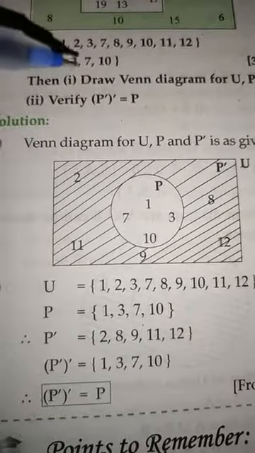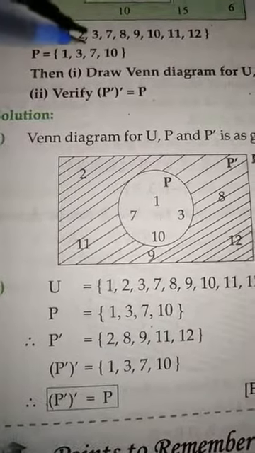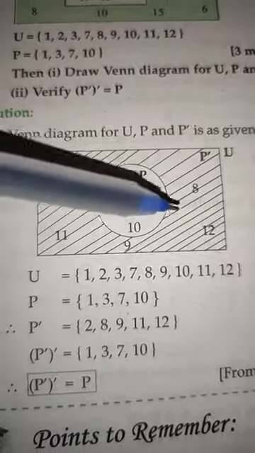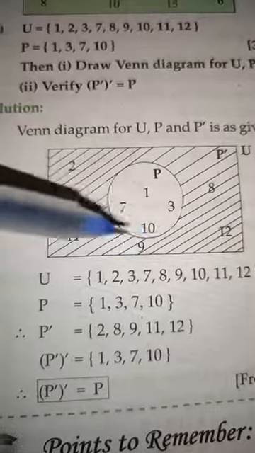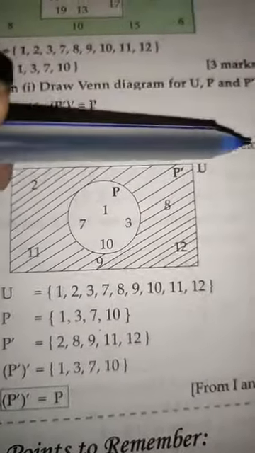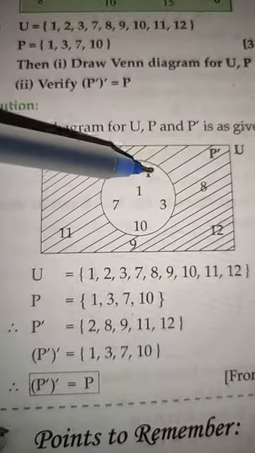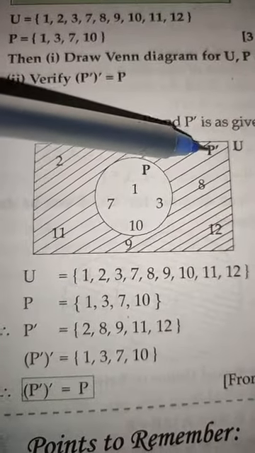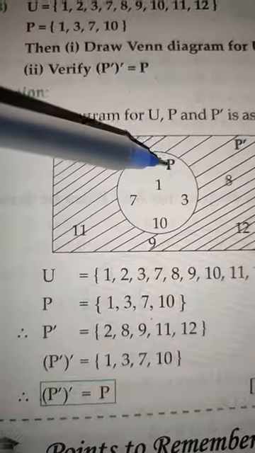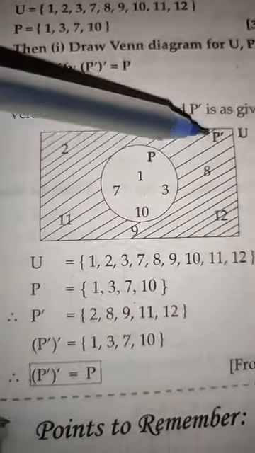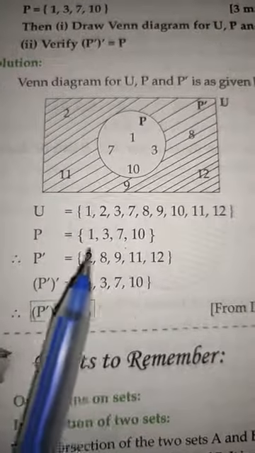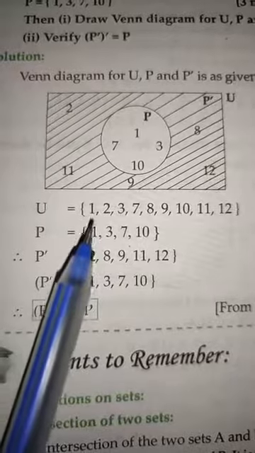What is left? 1, 3, 7, 10 are in P, so 2, 4, 8, 9, 11, 12 are left outside. See, from the universal set, P and P dash together make U. Whatever values are left after P, that is our P dash. For example, if P is 1, 3, 5, 6, then from this, what is left? 1 is in P, so we don't write it.